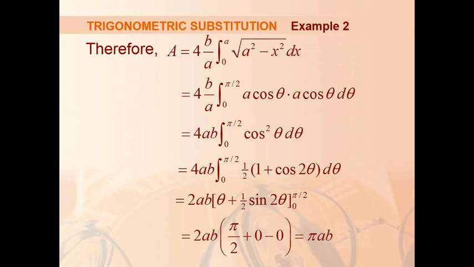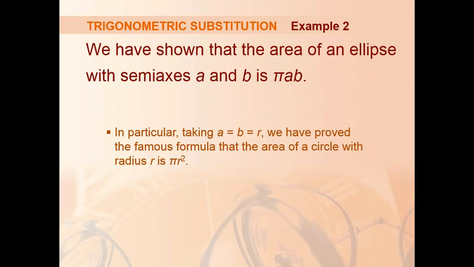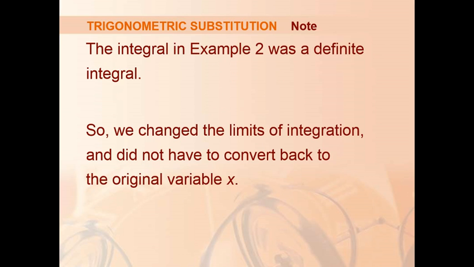So a is the distance of the major axis, and b is the distance of the minor axis, if that's a horizontal ellipse. If that's a vertical ellipse, that would be the other way around. So pi is just the proportional constant. So now we'll take a look at more examples in just a second.